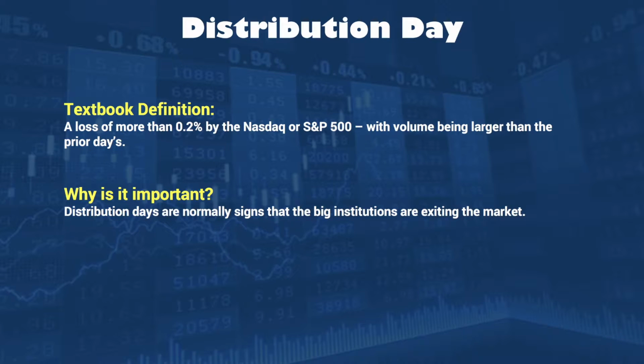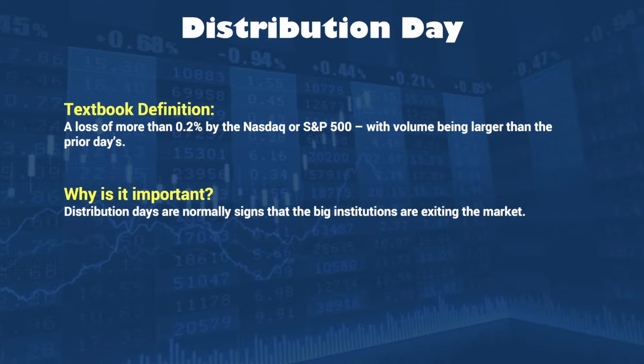The textbook definition, it's a loss of more than 0.2% by one of the major indices, the NASDAQ or the S&P 500, with volume being larger than the prior day's. Why is it important? Distribution days are normally signs that the big institutions are exiting the market. We know that I can't move the market. The people that are moving the market are the big institutions. And so it's our job to spot what they're doing and follow along.